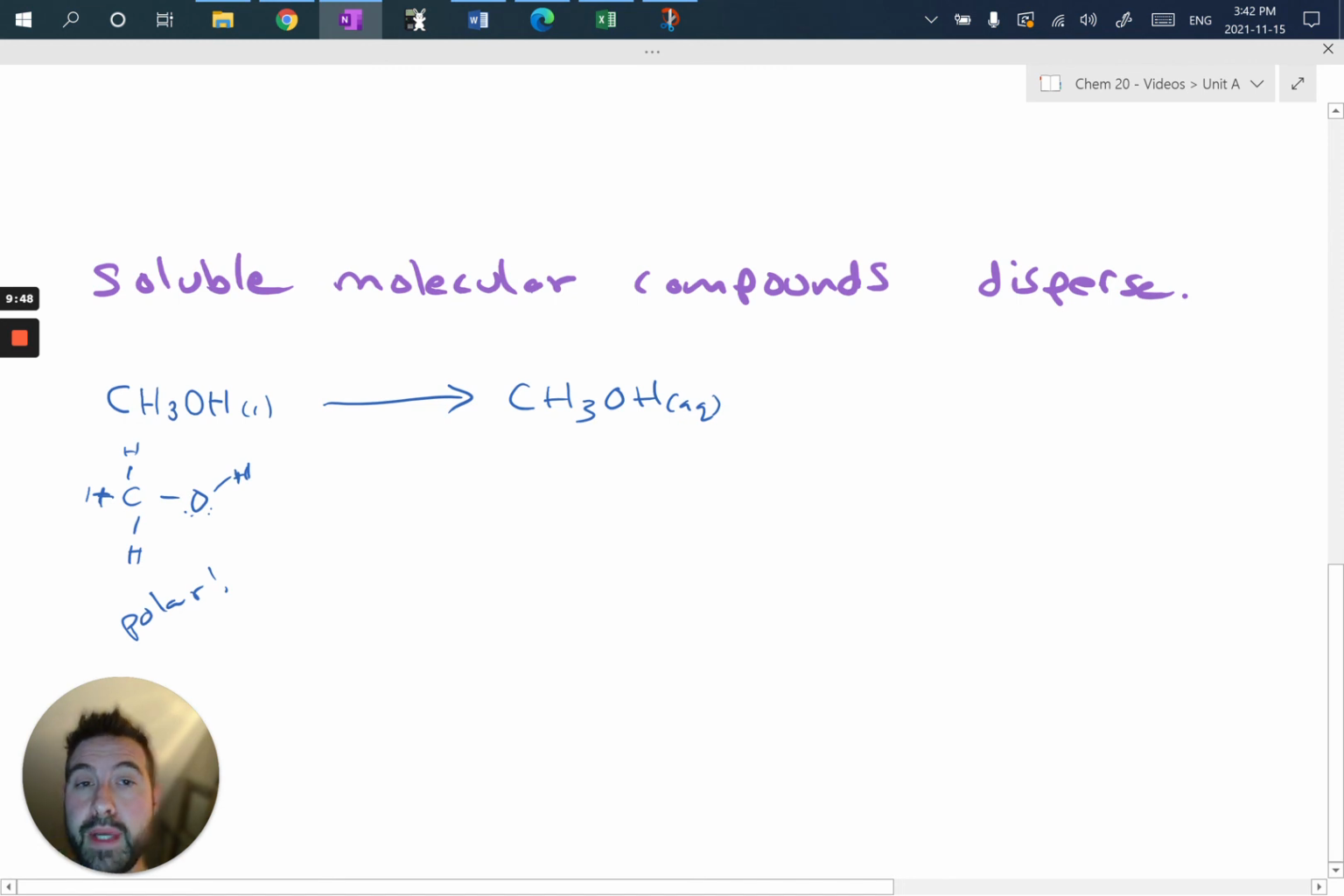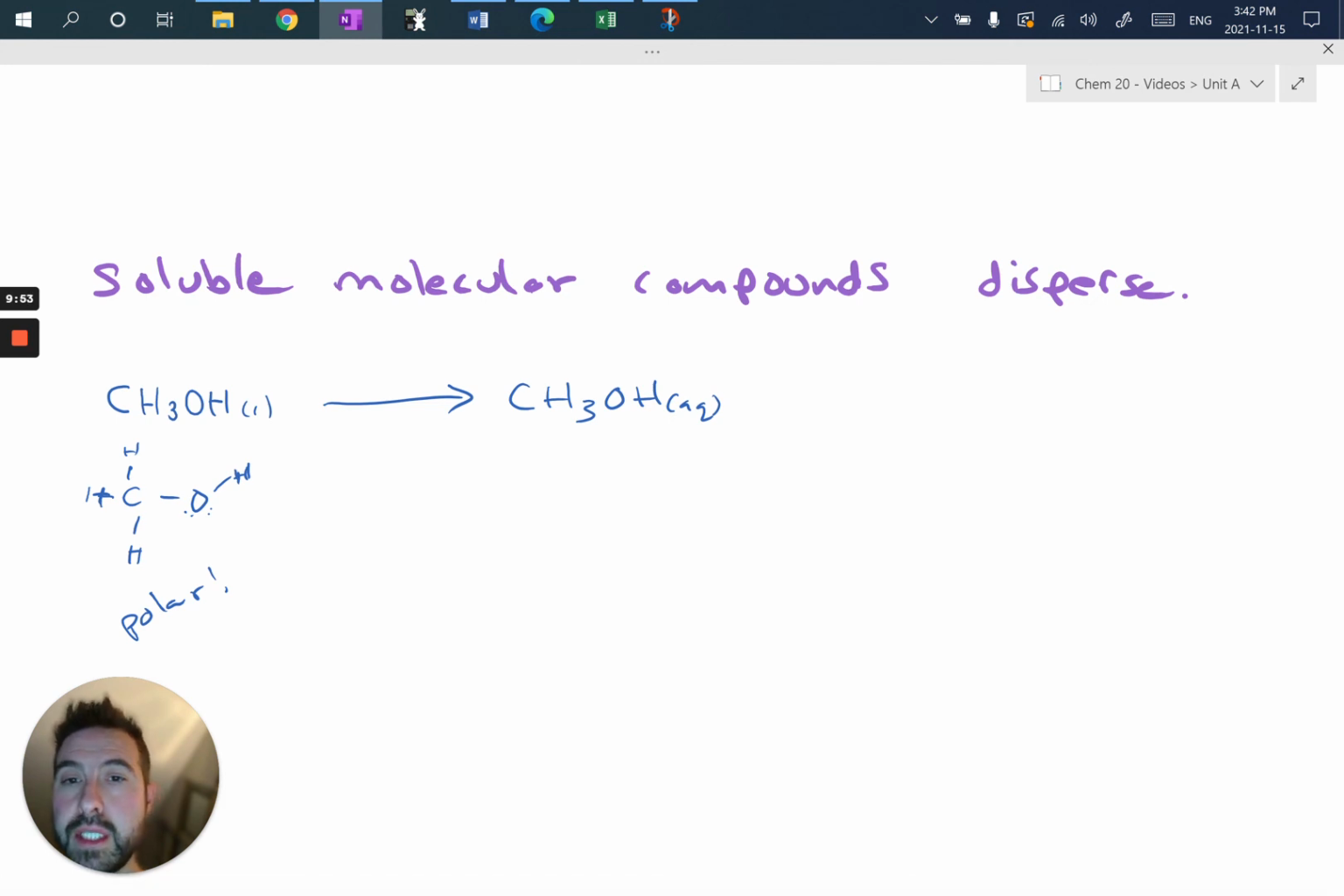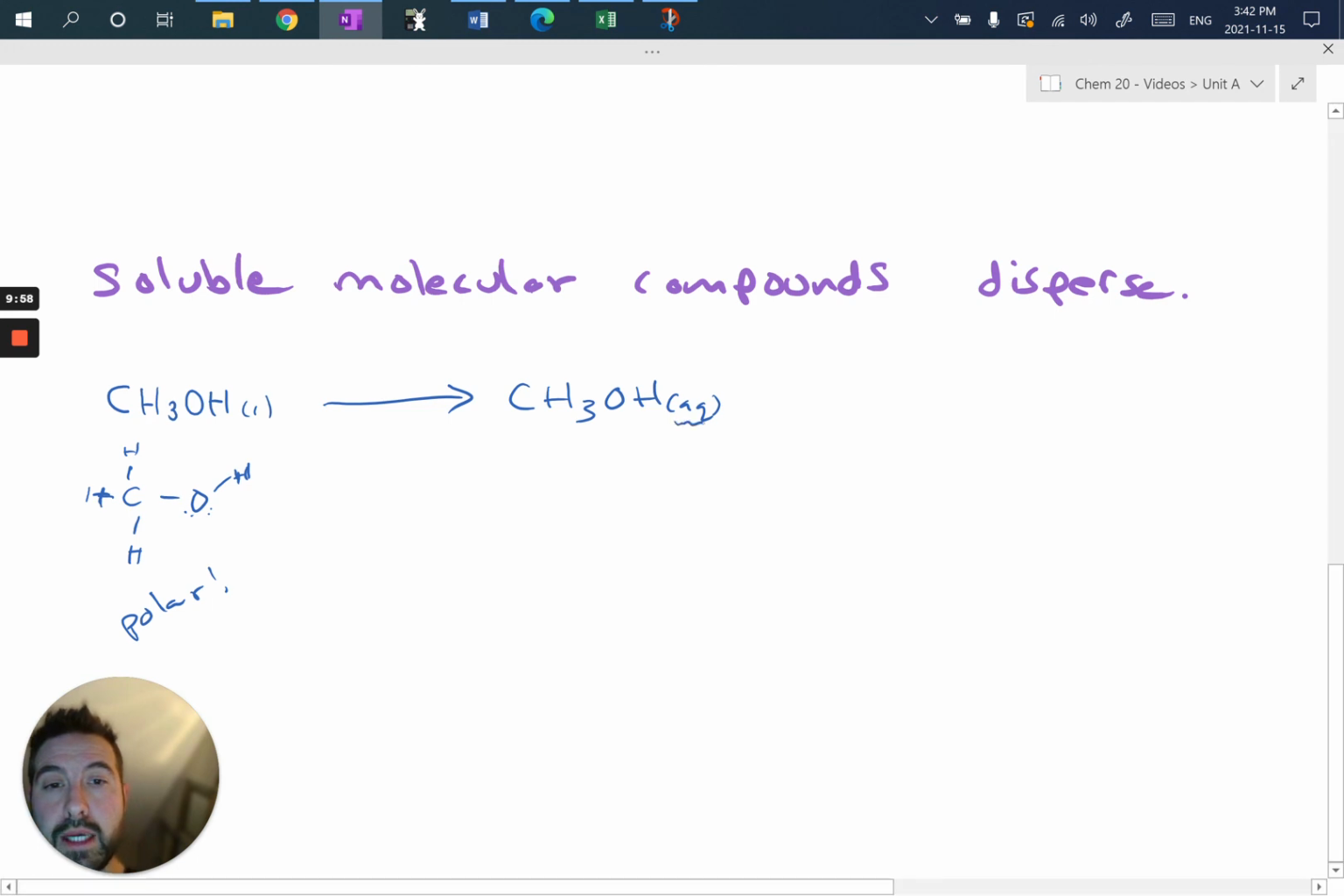Now, molecular compounds that are high solubility, that are polar, are going to dissolve in water. So we're going to give them that AQ on the product side. And if you had something like propane, C3H8, and this is a nonpolar molecule, then nothing's going to happen. It's going to be the same on the other side. It's not going to dissolve. It's not going to do anything.